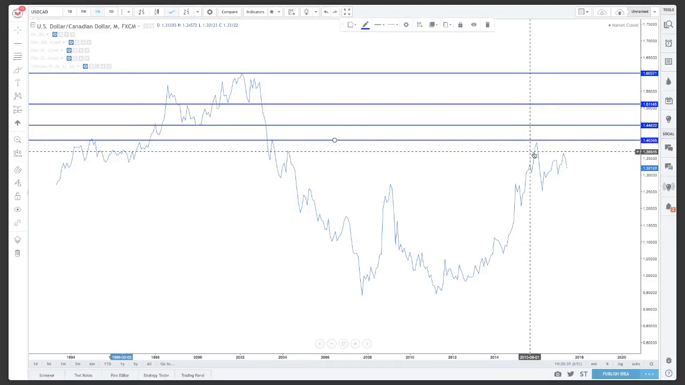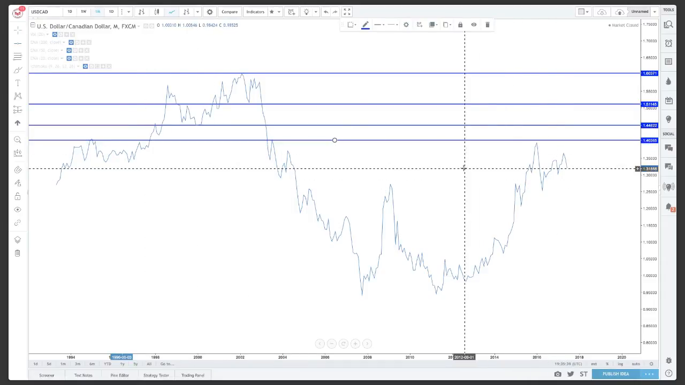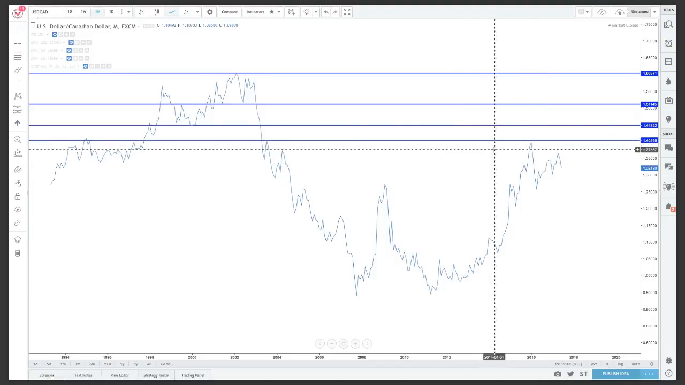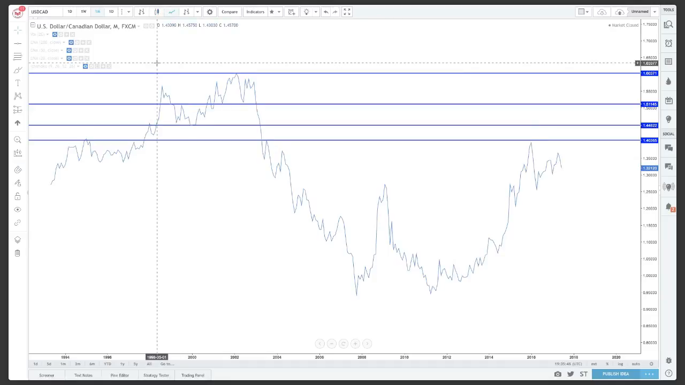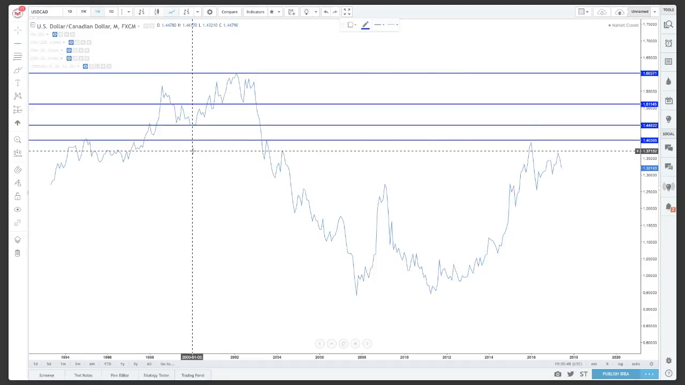You can see that we've actually had a most recent touch of that resistance area, very close there. You can see if we just go back to the candlestick chart, you'll actually see that that high wick does spike through the upper resistance of that as well.